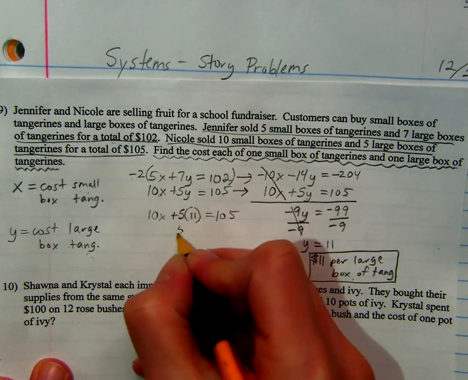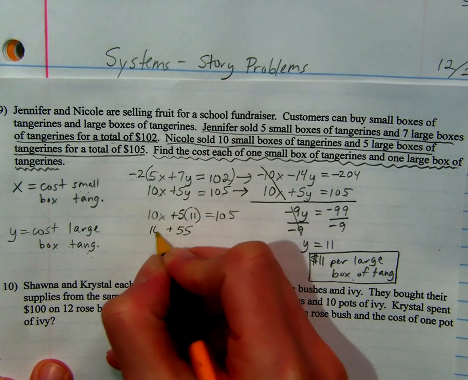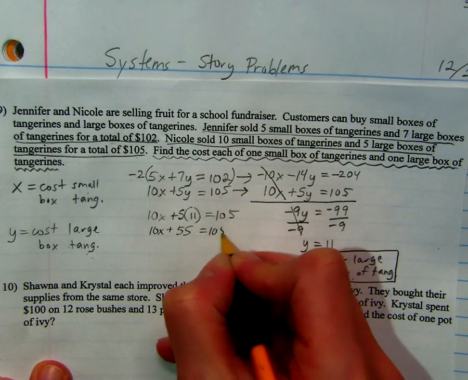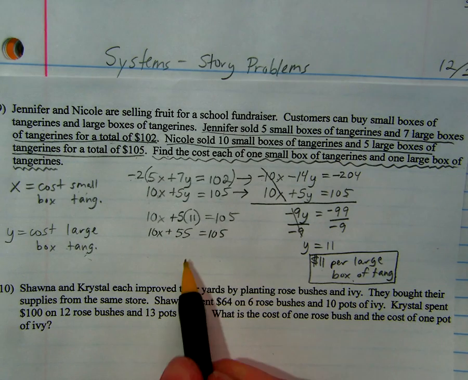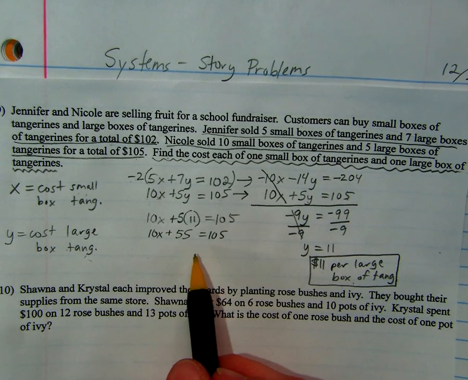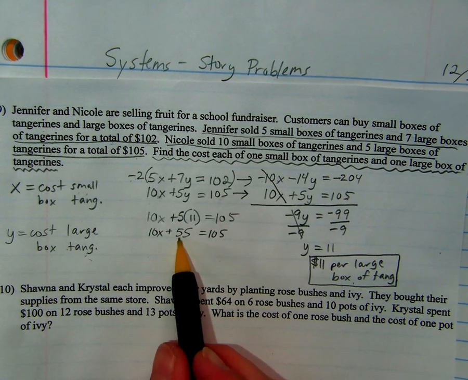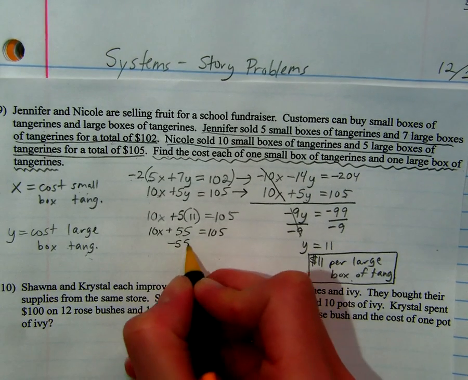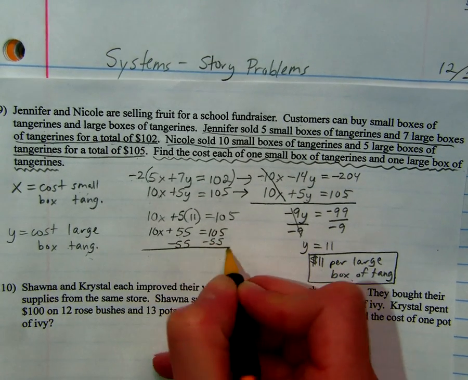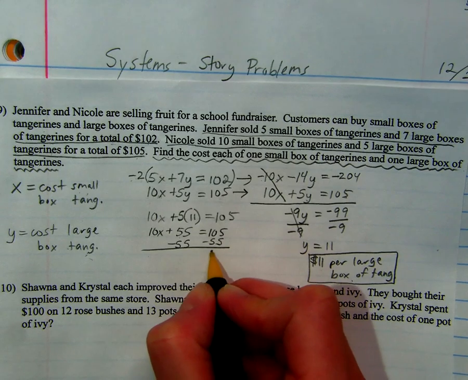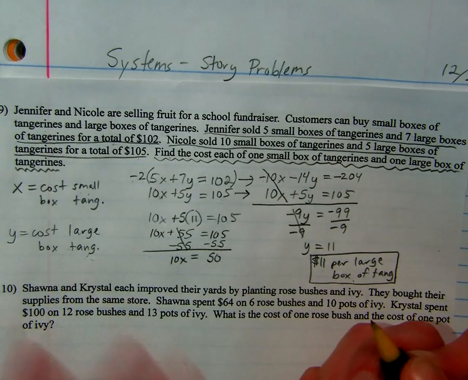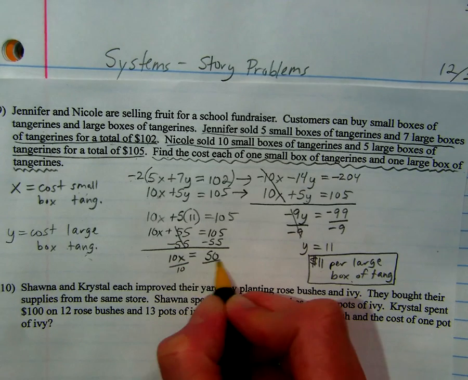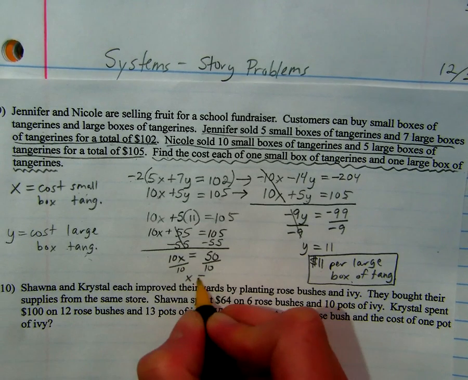So 5 times 11 is 55. The rest of the equation is still just what it was. And now we have a two-step equation that we need to solve. So what would I do first? Subtract 55. Good job. So subtract 55 from both sides, and we get 50 over here. Those are canceled. Got 10x on this side, and we just have to divide by 10. And we find out that x is 5.